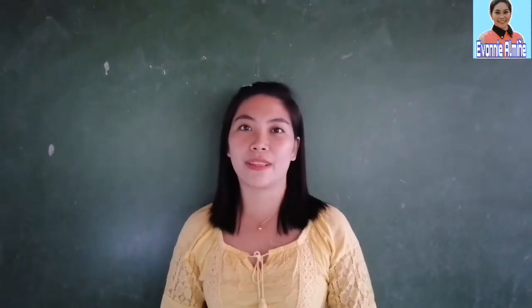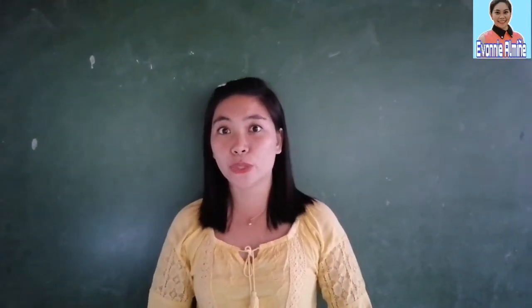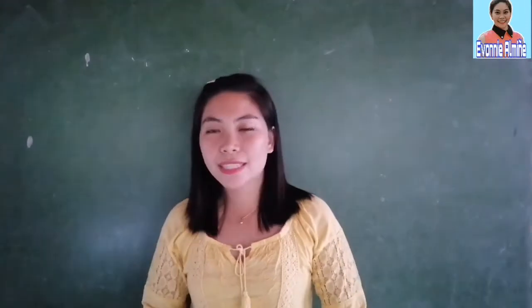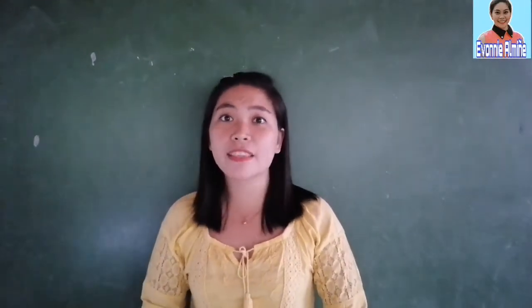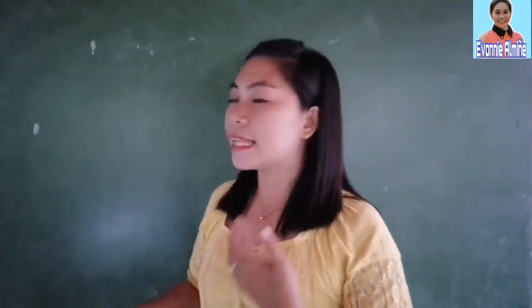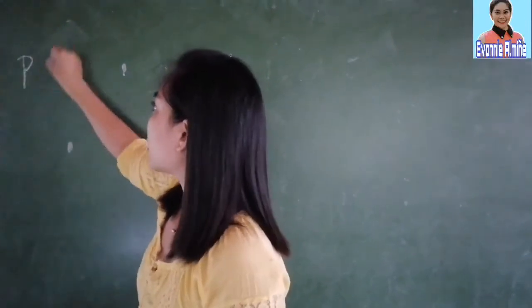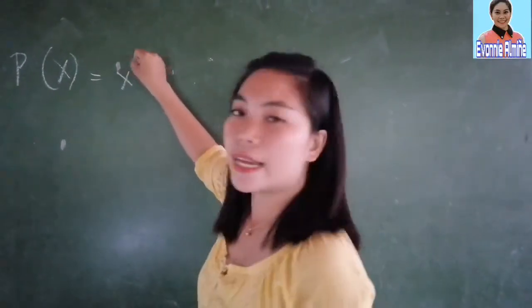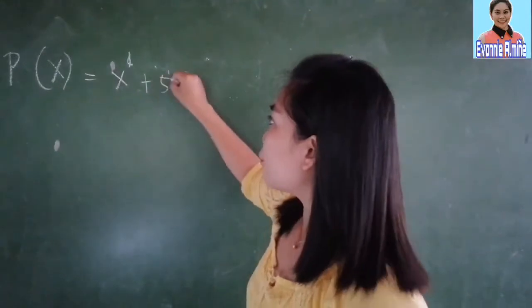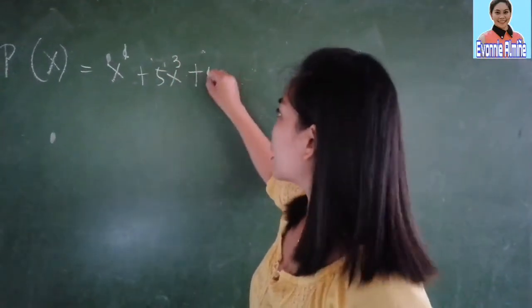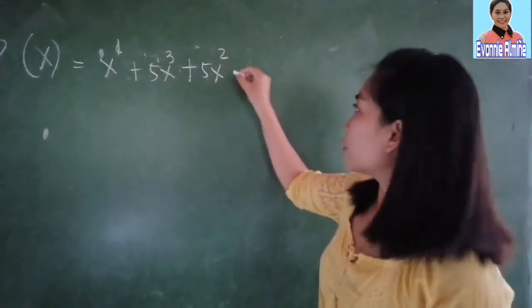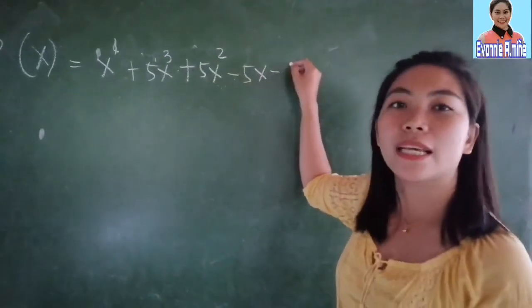Kanina, we already showed that a binomial is a factor of the given polynomial. So this time around, yung ibigay ko po sa inyong example is we have to find the other factors of the given polynomial aside from that given binomial. So for instance, let us find the other factors of P of x is equal to x raised to 4 plus 5x cubed plus 5x squared minus 5x minus 6.